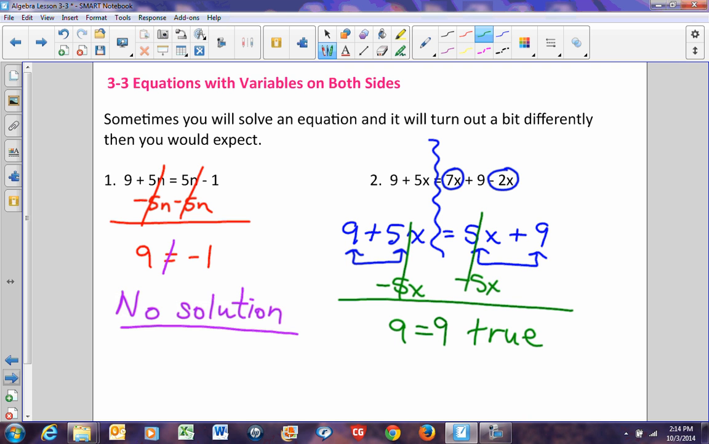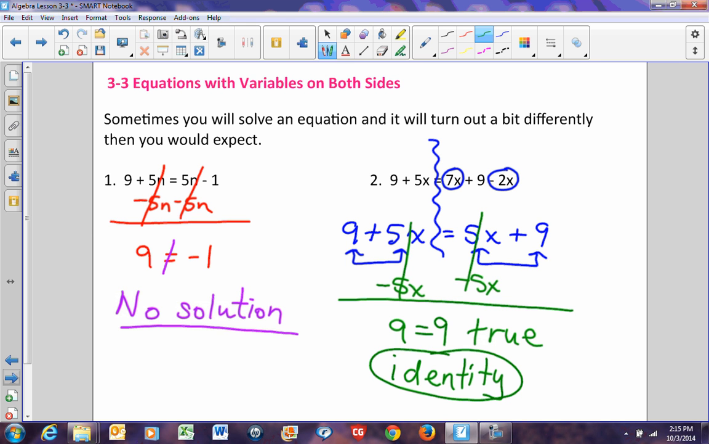This is called an identity. This is that definition that we had at the beginning. An identity is defined as an equation that is true for every value of the variable. No matter what I put in for x here, I'm going to get a true statement. So we call this an identity.